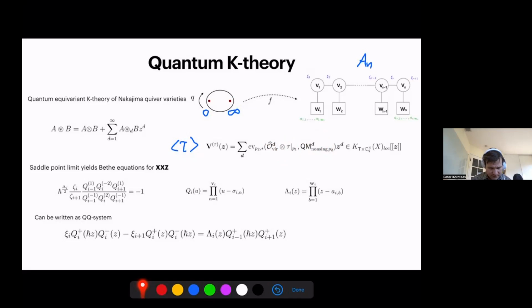Then you can compute this observable, and you can ask what happens, as Sabiok was asking, as Q goes to 1. There's a semi-classical limit of the story, and what happens is that this function V, called the vertex function, behaves as exponential of 1 over log Q times some function W tilde, which is called the twisted superpotential. This function depends on the Chern roots of the bundles, like these S's from the previous example, and also on the equivariant parameters.